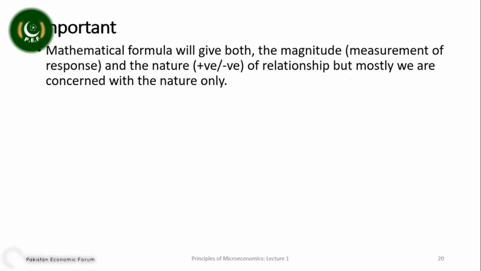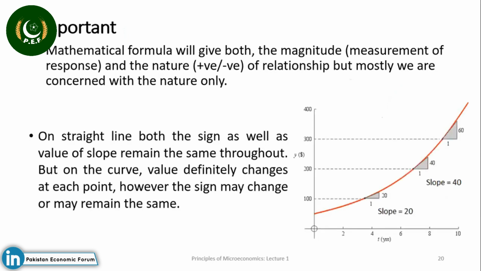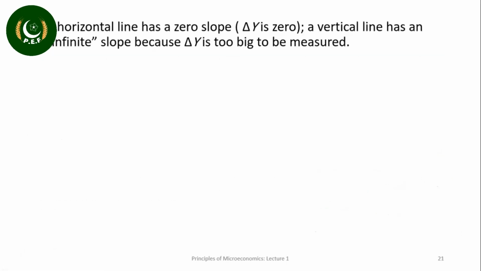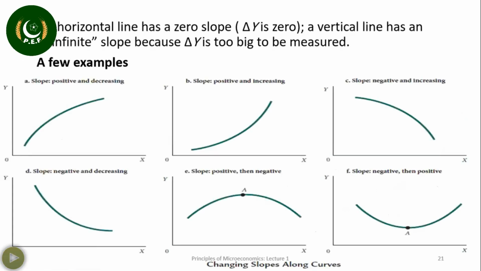The mathematical formula gives us both the slope and the nature, but we are mostly concerned with the magnitude only. And sometimes we are concerned with the nature, that is, positive or negative only. So we have to be very careful about that. On a straight line, the magnitude of the slope remains the same, but if it is a curve, then the magnitude of the slope will be changing. Similarly, the sign may also change to positive or negative. A horizontal line has zero slope and a vertical line has infinite slope. These are a few examples that we will be needing when we explain the graphs.